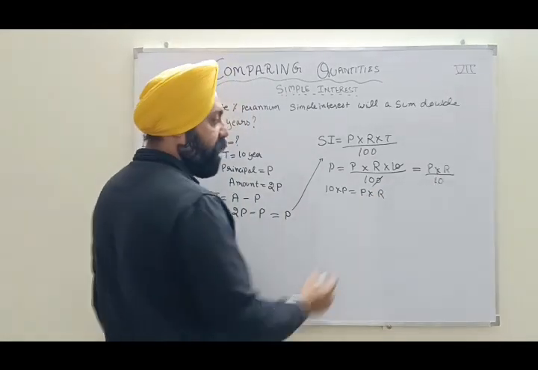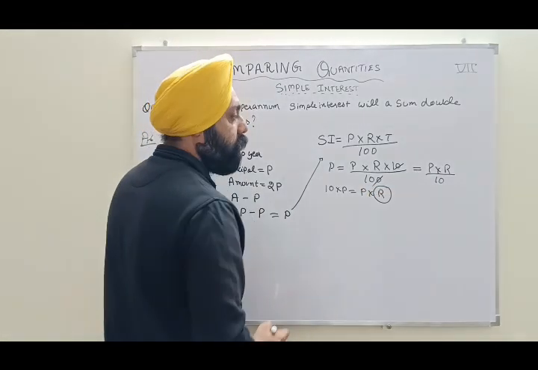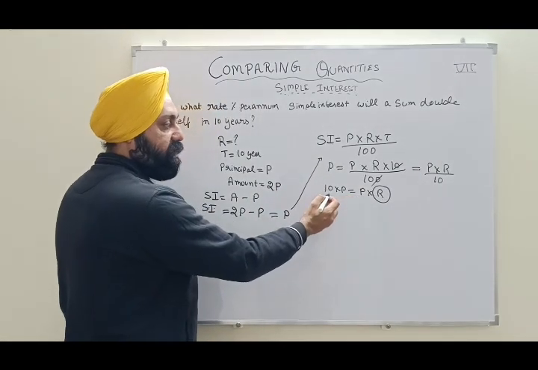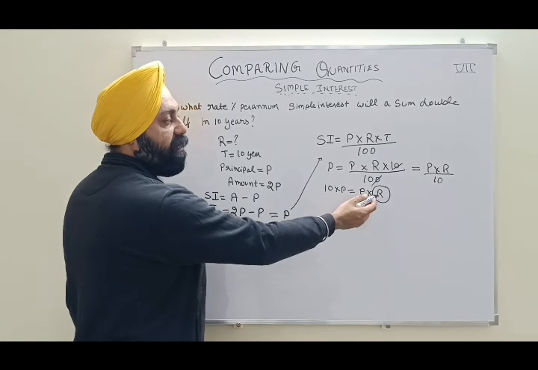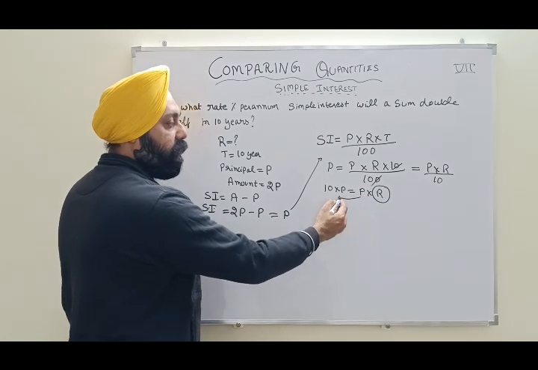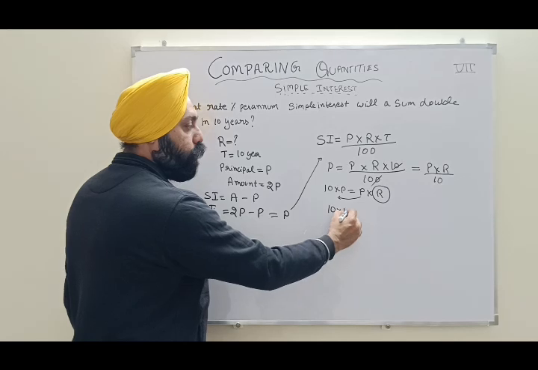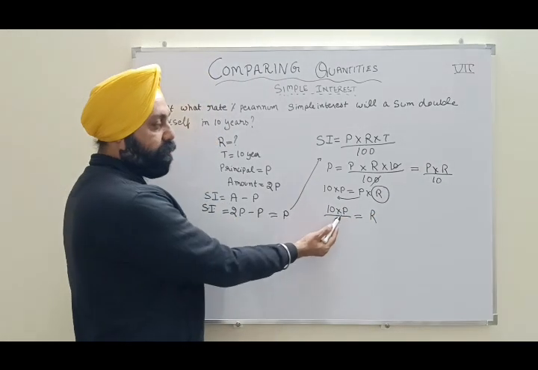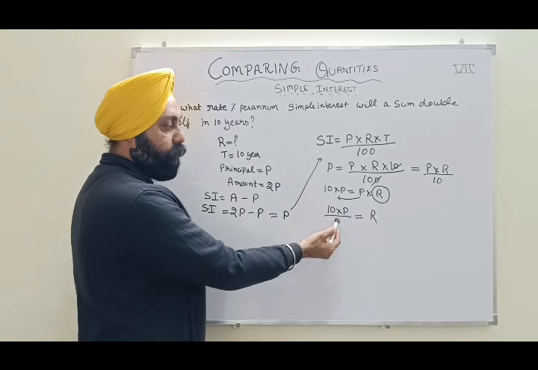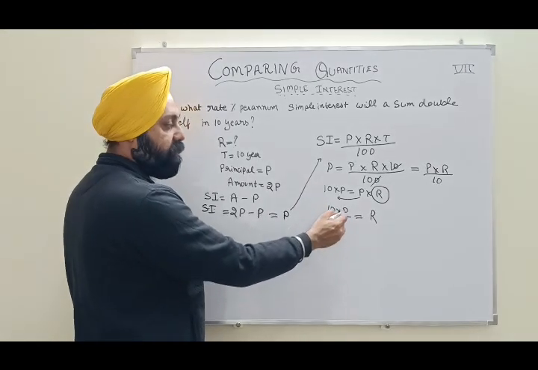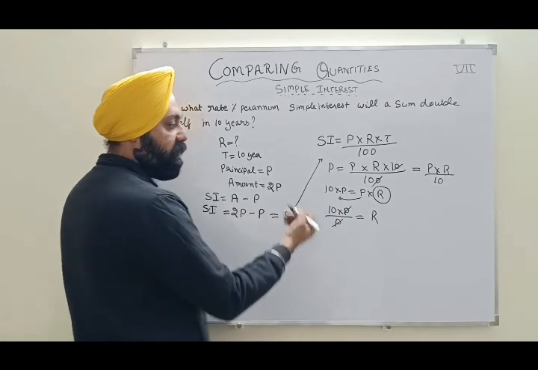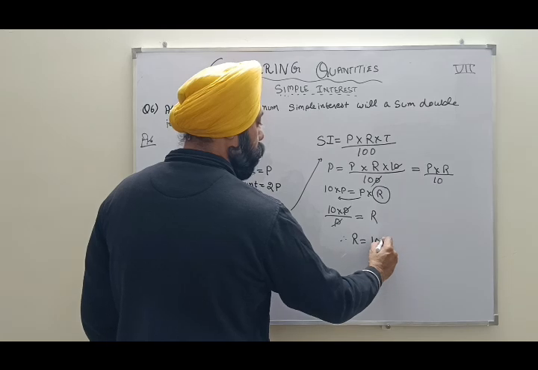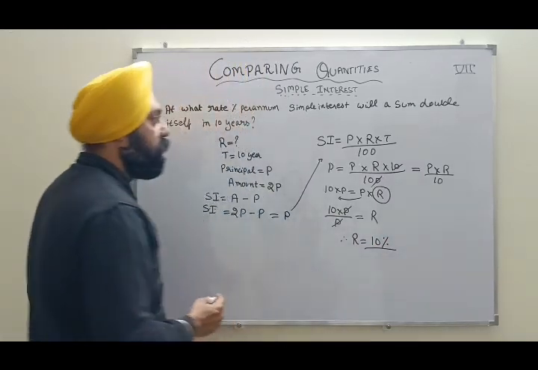Now we have to find the value of the variable R. So whatever is extra with R, we have to take to the other side. We will take this P to the left hand side. This P is getting multiplied with R, so it will go there and get divided. So we write 10 into P upon P is equal to R. Suppose this P is 500, so 500 upon 500 will cancel out. Similarly, this P and this P cancel out. So what is remaining now? 10. Therefore, the rate is 10%. This is our answer.